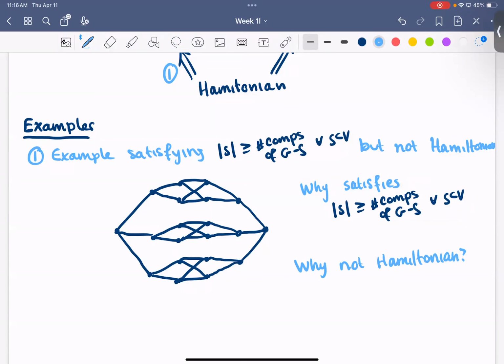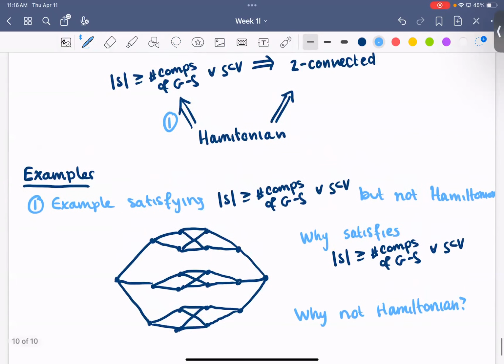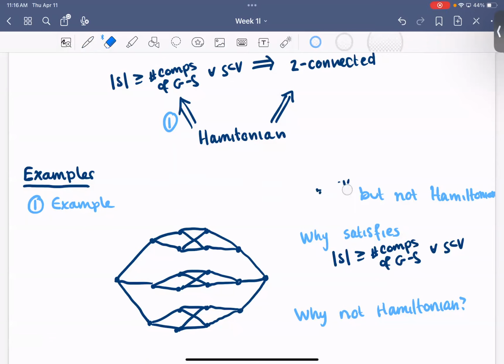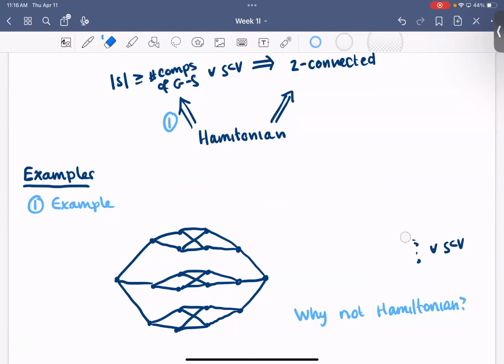Oh, sorry, this one does not satisfy. My notes are kind of confusing. So what is this an example of? This is an example of a bipartite graph whose partite sets have equal size, but it is not Hamiltonian because it fails the above propositions. But you can still think about why it's not Hamiltonian. So let me rename this example.